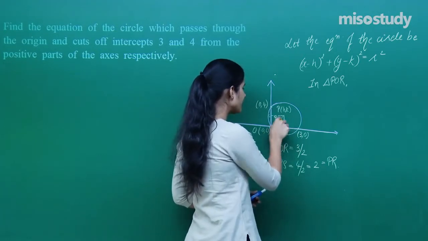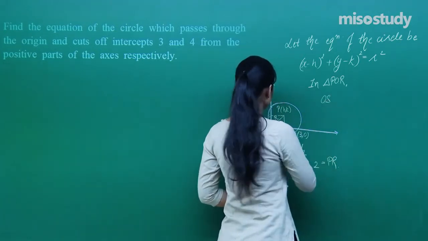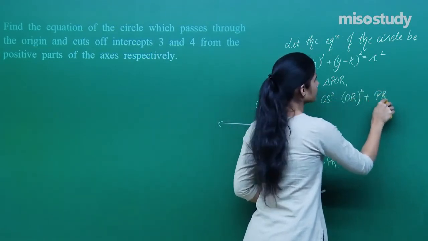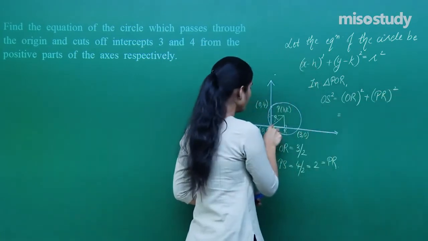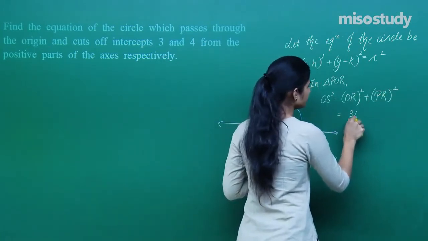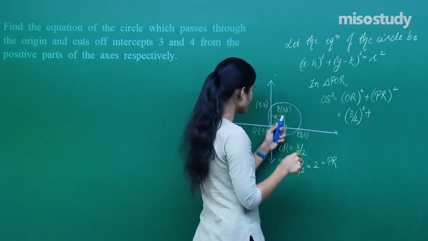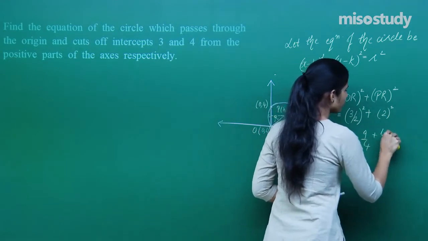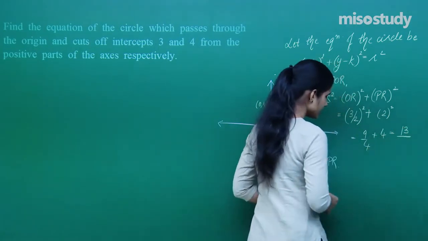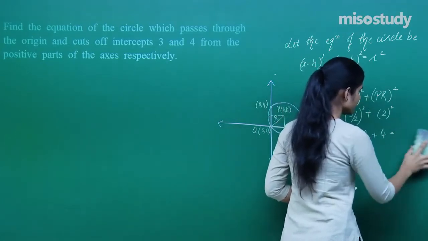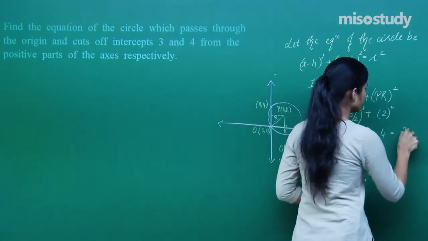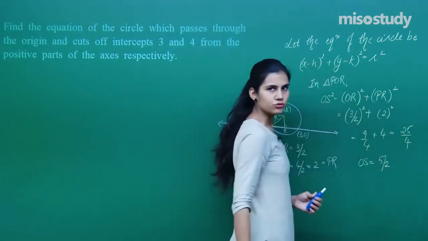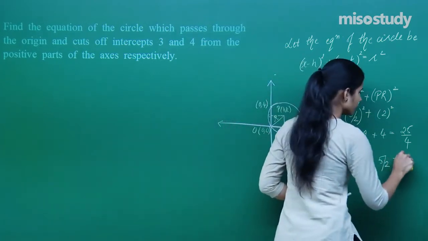In this right angle triangle, then you can compute OS. You know that hypotenuse square is equal to base square plus perpendicular square. OR is 3 by 2 square plus PR square, PR is 2. This is 9 by 4 plus 4, this is 4 into 4 is 16. 16 plus 9 is 25 by 4. So clearly OS is 5 by 2 and OS is nothing but the value of R.